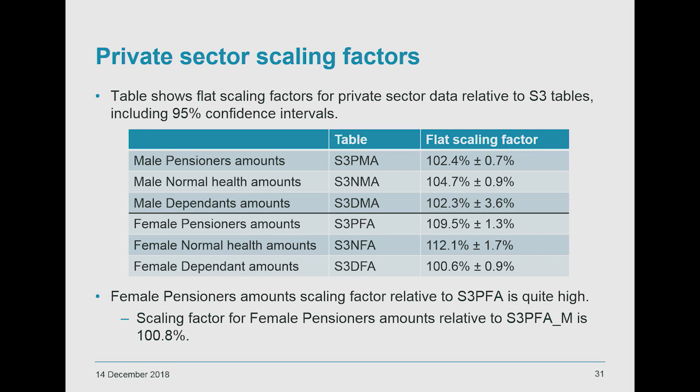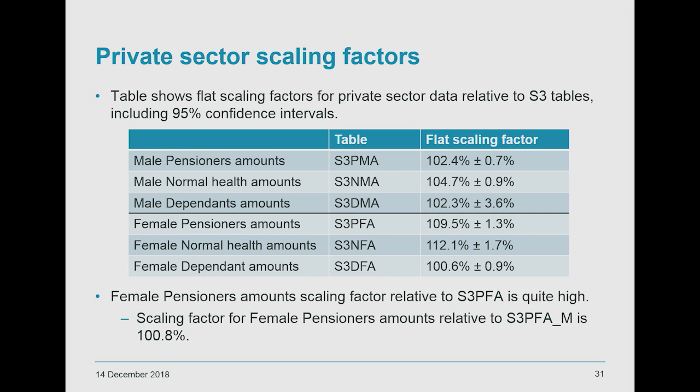And you can see that the experience for private sector schemes compared to the overall tables is somewhat higher. So the mortality rates typically for the private sector schemes within our data set are heavier than the mortality experience for the public sector schemes, again within our data set. For males, the difference is relatively small. We've got a couple of percent loading on the rates. For females, the numbers are much higher, so around about 10% for the female pensioner amounts tables.